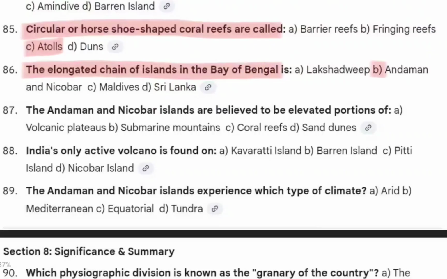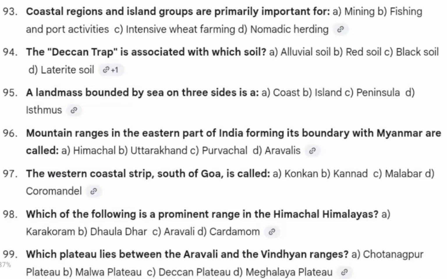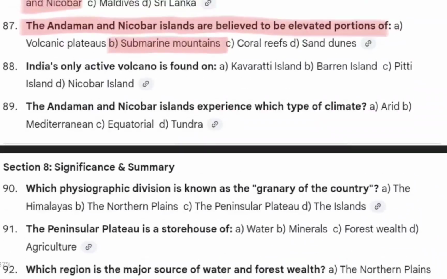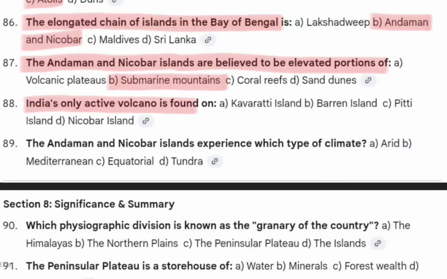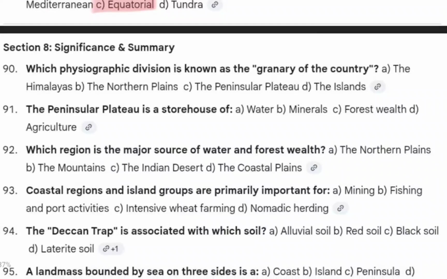Andaman and Nicobar. The Andaman and Nicobar Islands are believed to be elevated portions of submarine mountains. The next question: India's only active volcano is found on Barren Island. The Andaman and Nicobar Islands experience which type of climate? Equatorial climate.